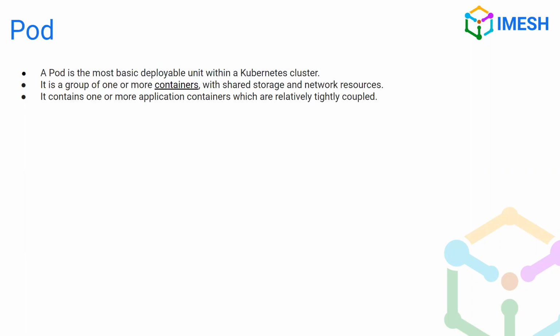And it is a group of one or more containers, basically closely related containers with shared storage and network resources. That we'll see what that means. It contains one or more application containers which are relatively tightly coupled. Basically, related containers can go within a pod. So let's try to understand a bit of what it is.